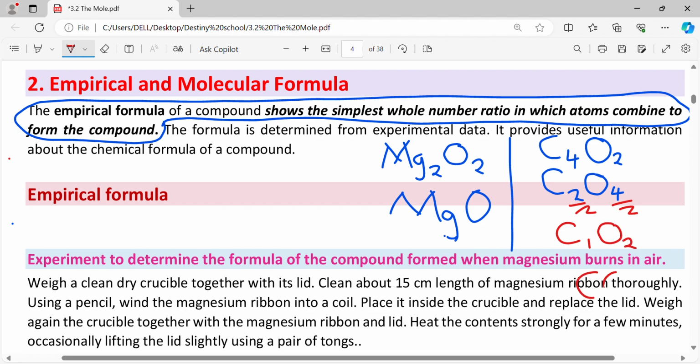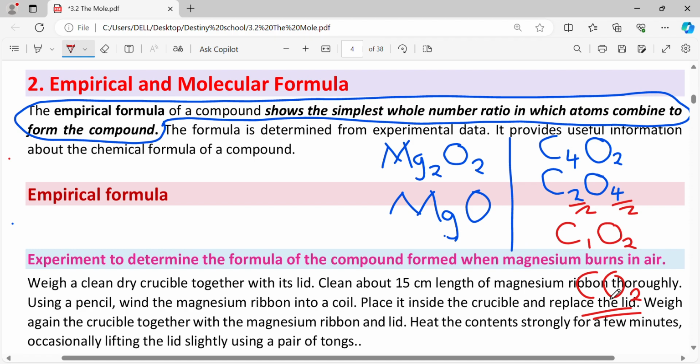So divide by 2, divide by 2. If you do that one, we now get C. Our C will be 1 and our O will be 2. Then we basically ignore the 1, so we are left with CO2. So we have simplified it. So what are these things? These are now the empirical formula.